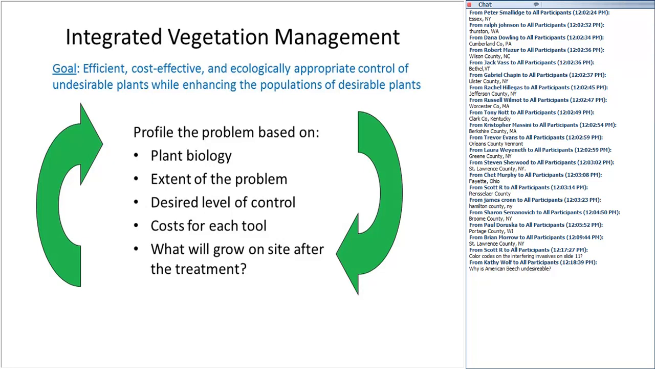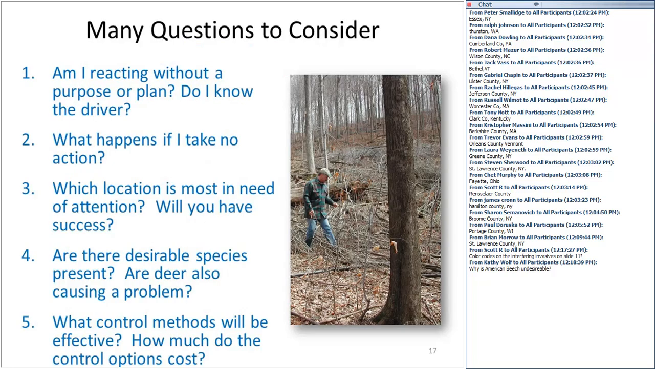So as you're looking at a particular problem, there's many questions you'll want to consider. First of these is whether you're reacting without a purpose or a plan. This is a tendency when, it's easy to go out and give presentations and get a lot of energy going about bad plants or interfering plants, and people see that they have them on their property and their inclination is to go out and just jump in and start attacking them.